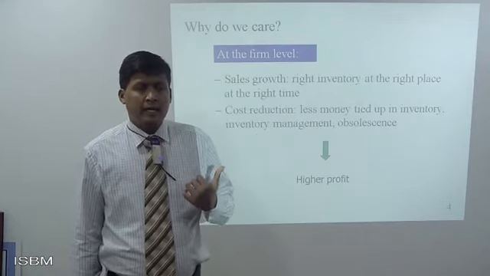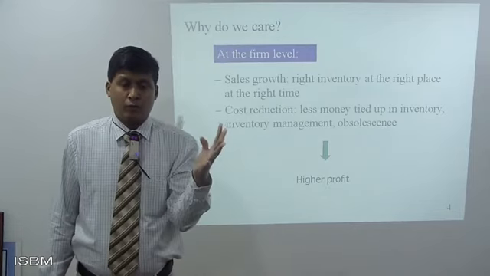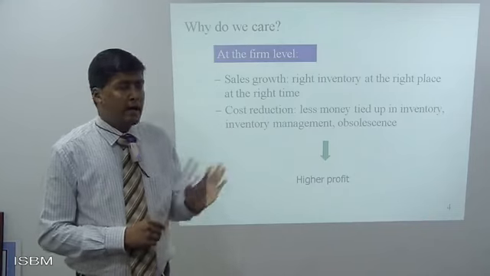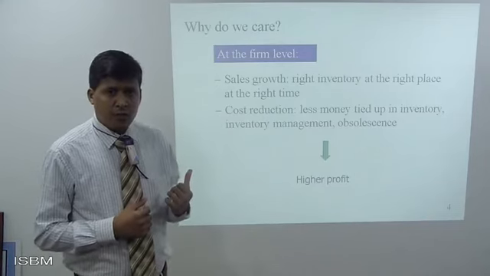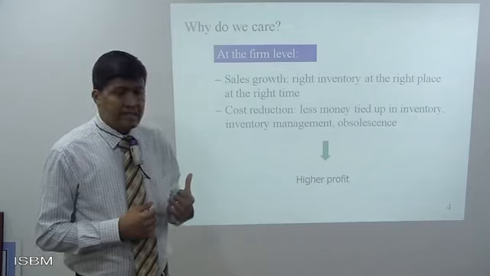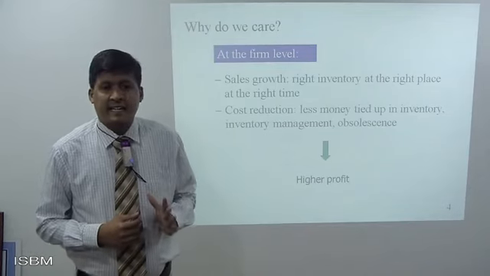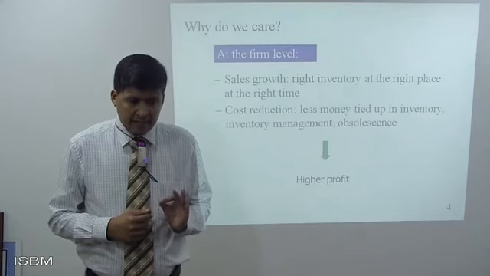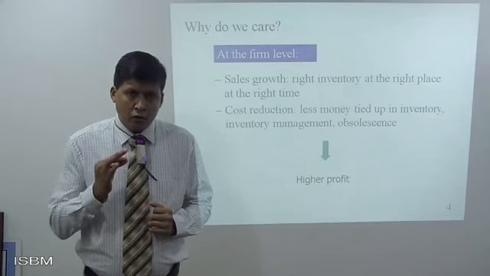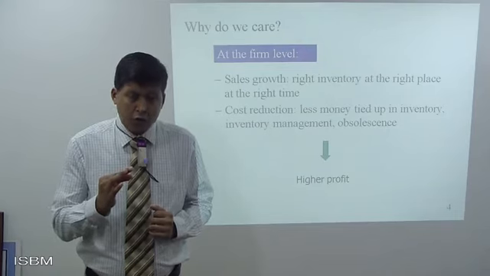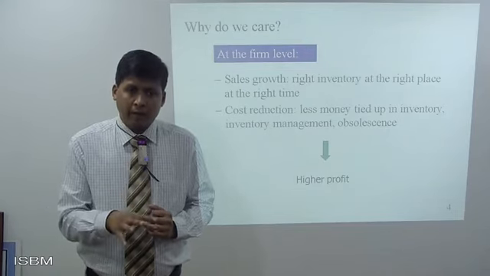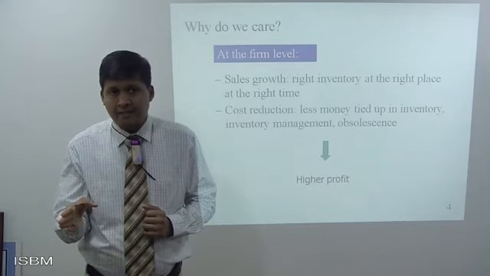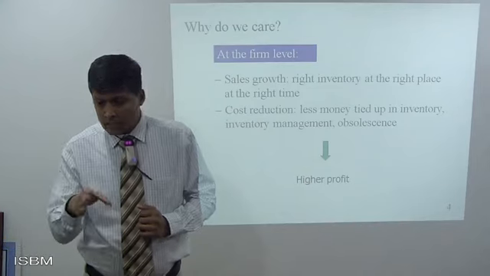Let's look at the firm level. So this is the macro view, the world overview, or even the national view. Let's look at the organizational level. At a firm level, it is sales growth, with the right inventory at the right place at the right time. From the company's perspective, inventory means your product or service should be available in the right proportion, at the right place, at the right time. So these are the variables as well.